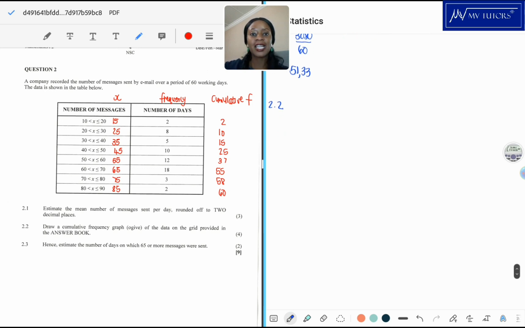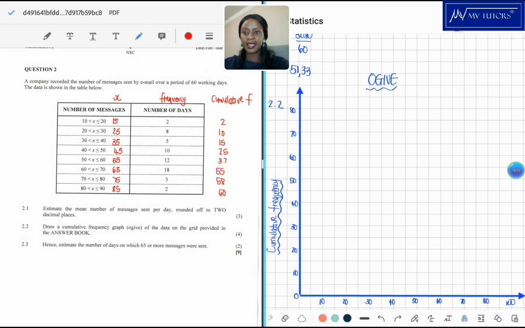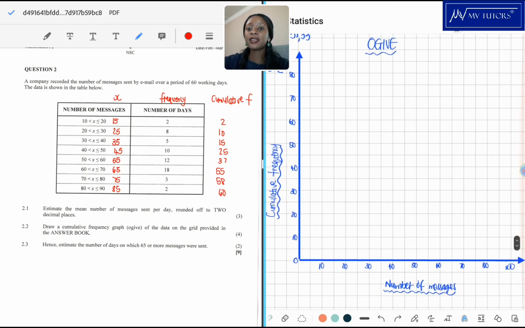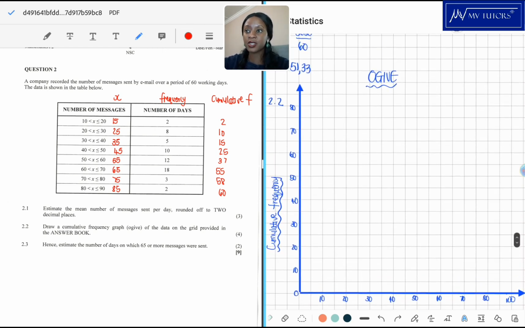Okay, so let me just plot it quickly and then we will discuss. I have the graph paper and now let us plot. So on our y-axis, we have the cumulative frequency, and on the x-axis, we have the number of messages. So we're going to start there at 10. We actually have 0. Remember with the archive, you started at 0.